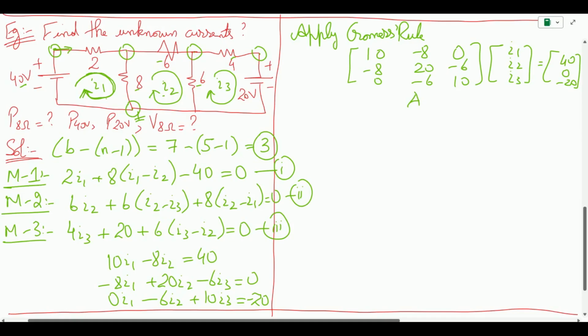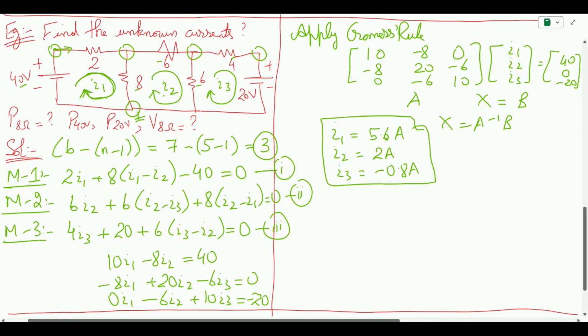Ax equals to b, x equals to a inverse b, and finally the three unknown currents come out to be I1 is 5.6 amps, the second is 2 amps, and the last is 0.2 amps. So these are the unknown currents that we have figured out. Now apart from the currents, we need to find what is the power going through the 40 volt, what is the power to the 20 volts, and let us say we find the voltage around 8 ohm.